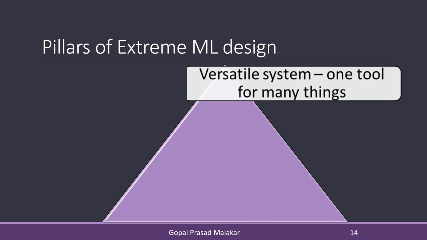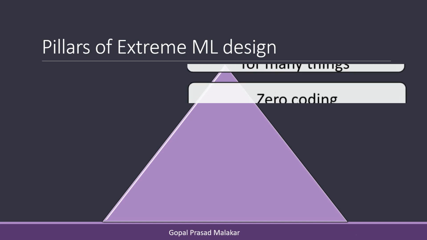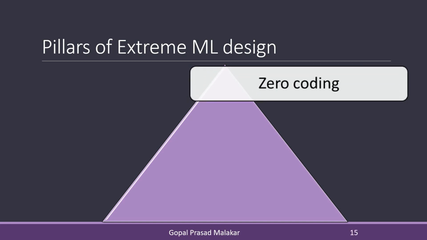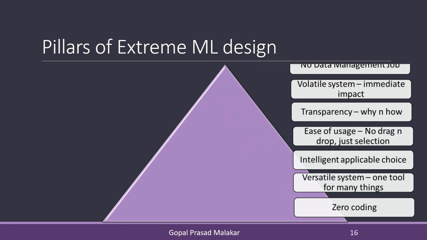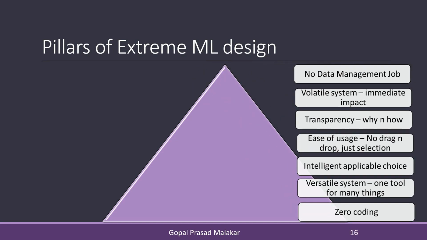Next, it's a very versatile system because one tool is doing even text mining, collaborative filtering, association rule mining, supervised machine learning, all those things. So it's a pretty versatile tool, which you will see also. It is zero coding based, you are not coding anywhere, anything. So at a high level, these are the pillars of Extreme ML design. And the best part will be that when you see the demo, you will see this happening.